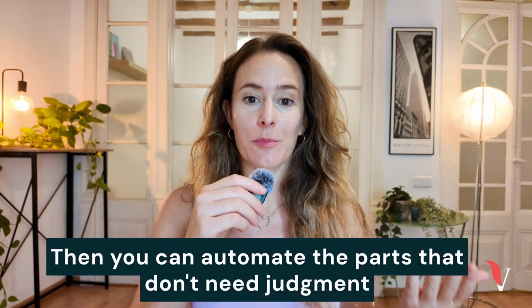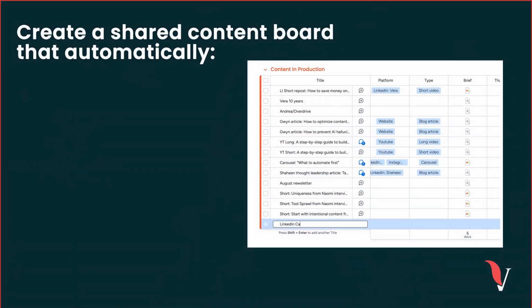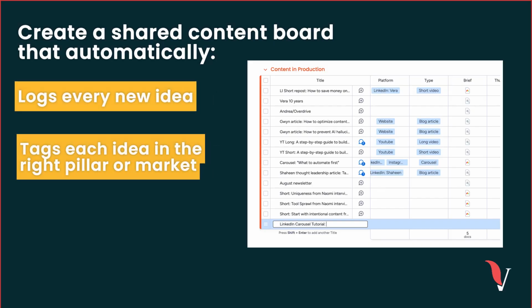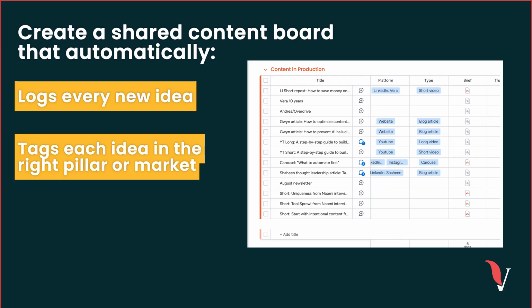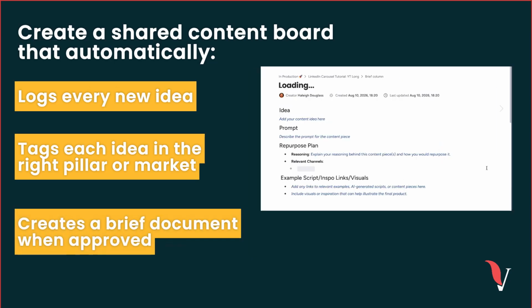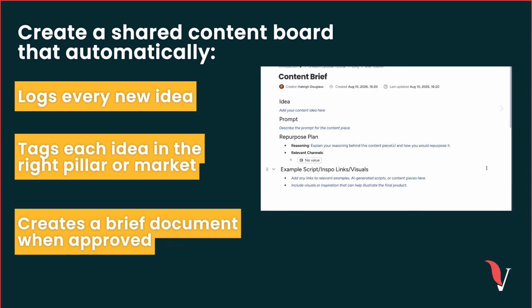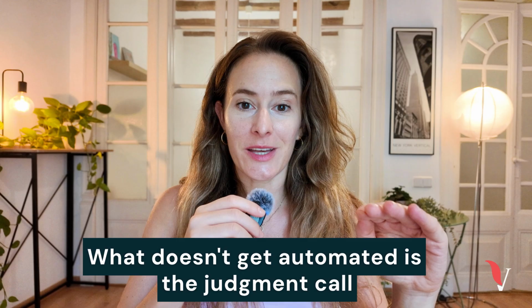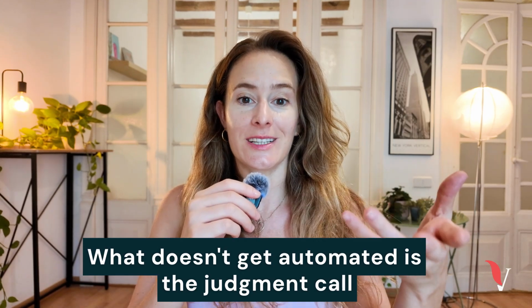From there, you can automate the parts that don't need judgment. A shared content board that logs every new idea the second someone raises it. An auto tag that sorts a new idea into the right pillar or market as soon as it's added. And a trigger that creates the brief document the second an idea's status flips to approved. So nobody's opening a blank doc or starting from zero. What doesn't get automated here is the judgment call on whether an idea is actually worth pursuing. That's still a person deciding.